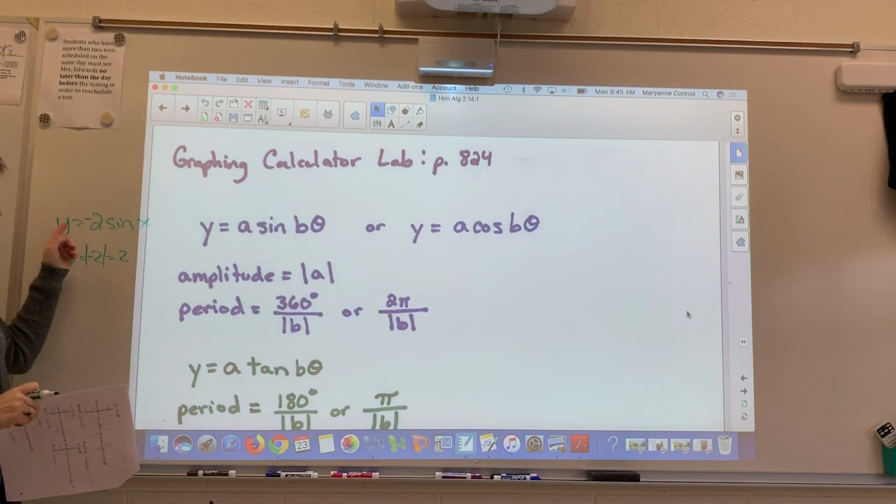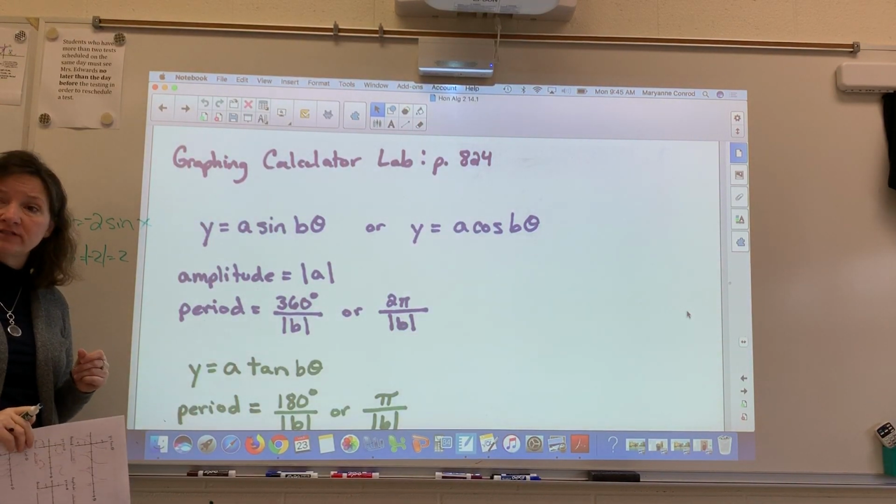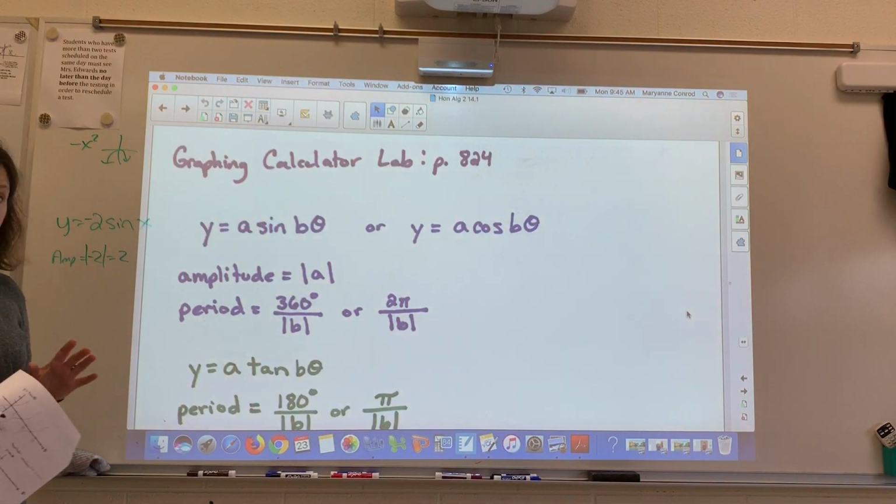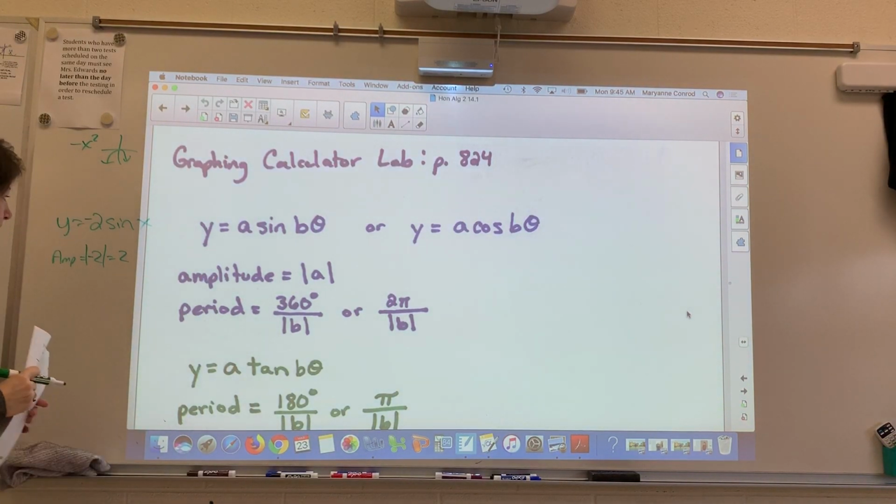Anybody remember what a negative in front of everything does to other curves? That's right. If we have a negative in front of x squared, it flips it upside down. What we're going to see is the negative sign won't change the amplitude, but it will flip the curve.